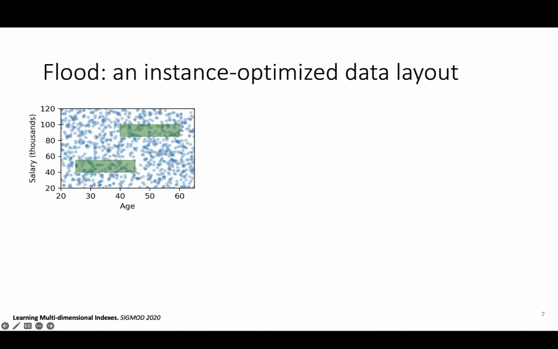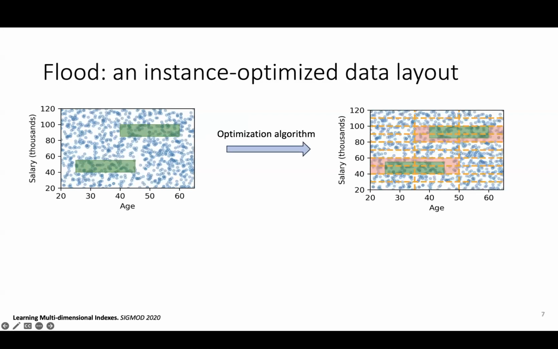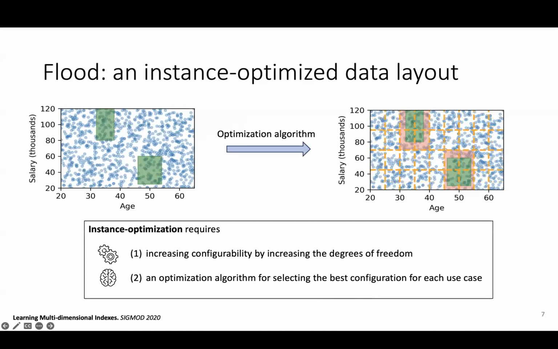So the idea of instance-optimized data layouts like Flood, which was published a few years ago, is to automatically configure the grid layout to maximize performance for a given dataset and workload. So given a workload like this, with two queries visualized in green, Flood can automatically configure a grid to minimize scanning on that workload. And given a different workload, Flood automatically configures a different grid specialized for just the queries in that workload. And this example shows that instance optimization requires two steps.